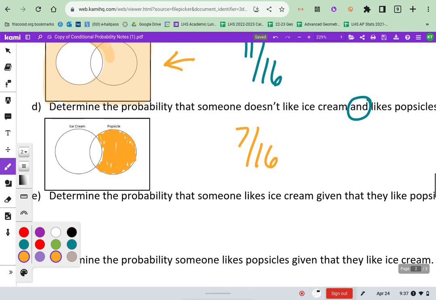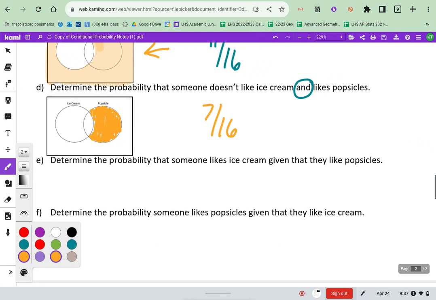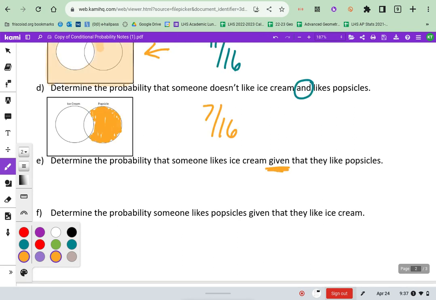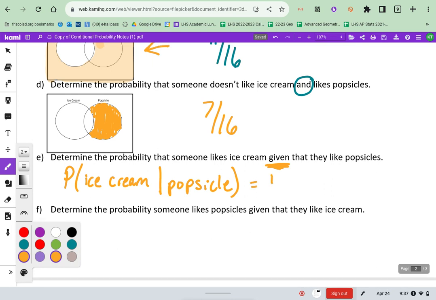All right, so now we're going to look at some conditional probability. Determine the probability someone likes ice cream given they like popsicles. So, the probability they like ice cream given they like popsicle. Well, that's equal to the probability of ice cream and popsicle divided by the probability of popsicle.